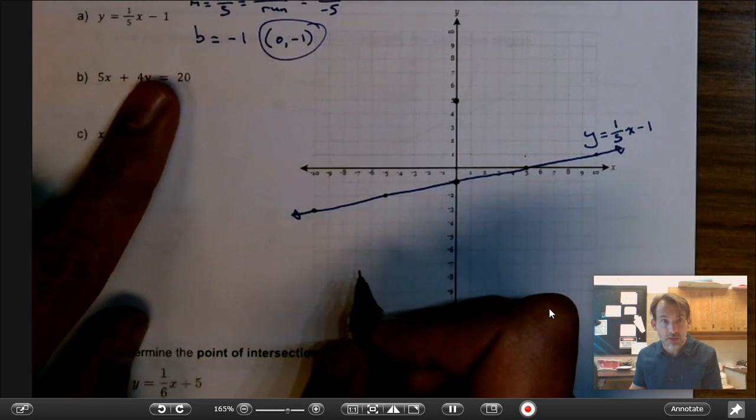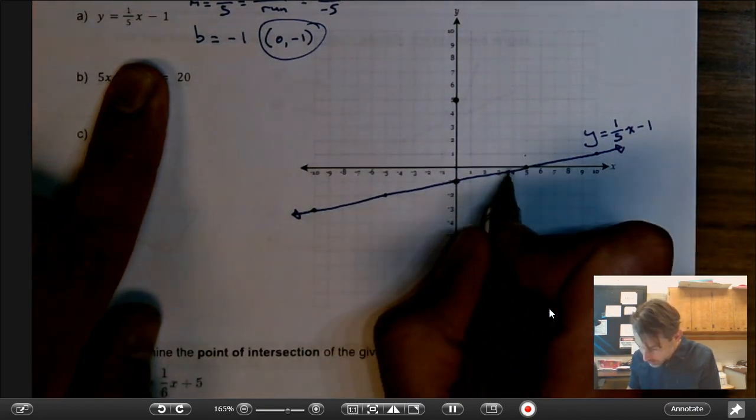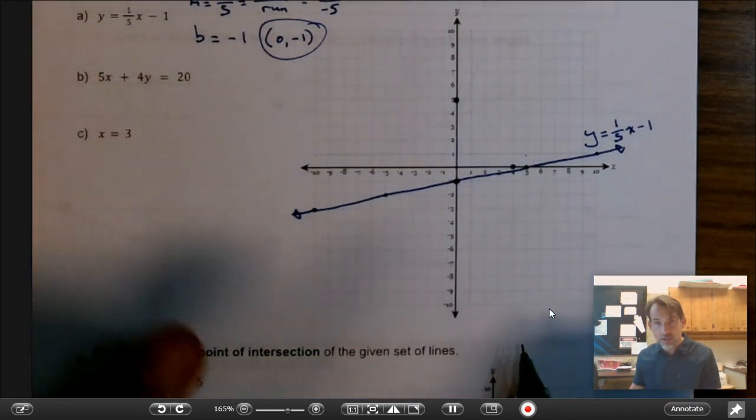Okay, now let's do the x-intercept. Y is 0, so it's gone. 5x equals 20. So 5 times some number is 20. X is 4. So that's over here. All right, and there's my line.